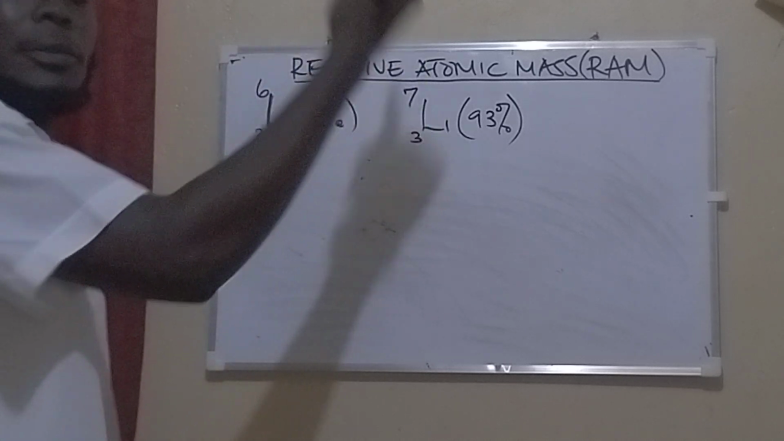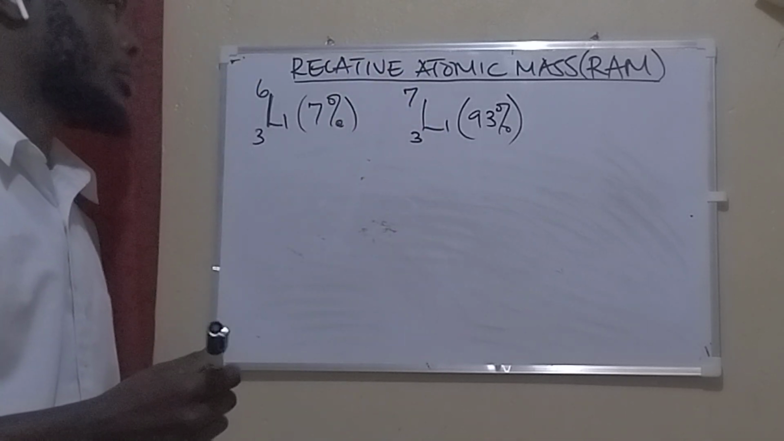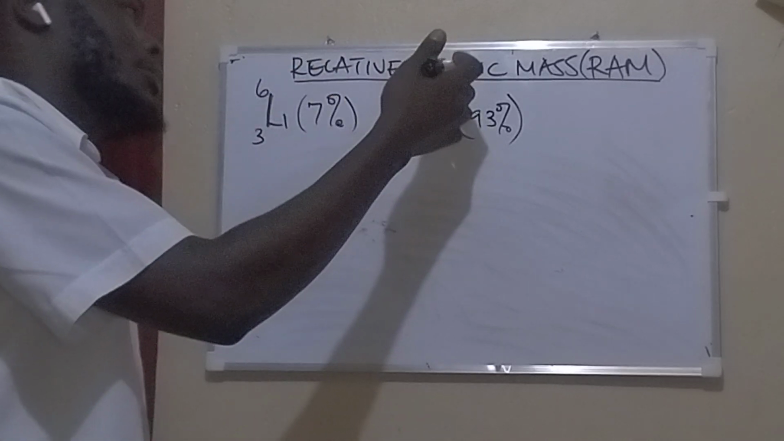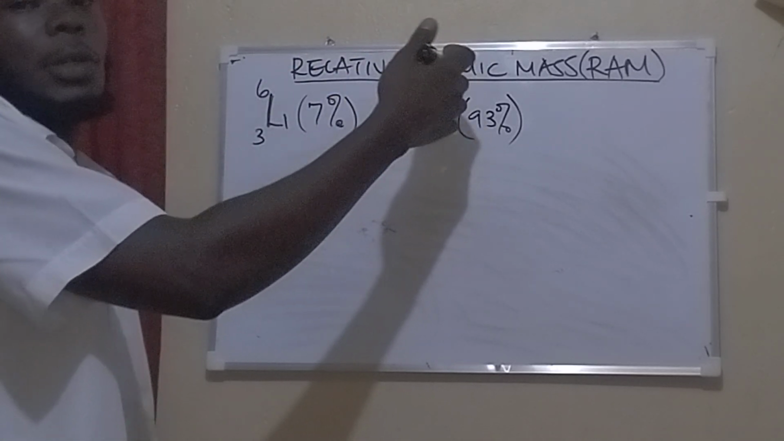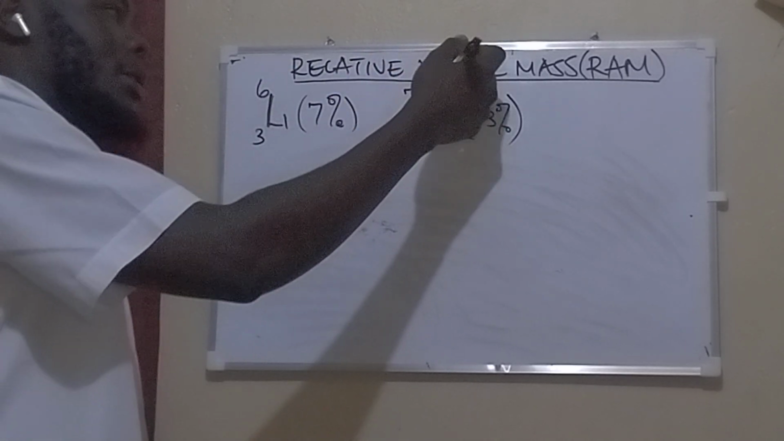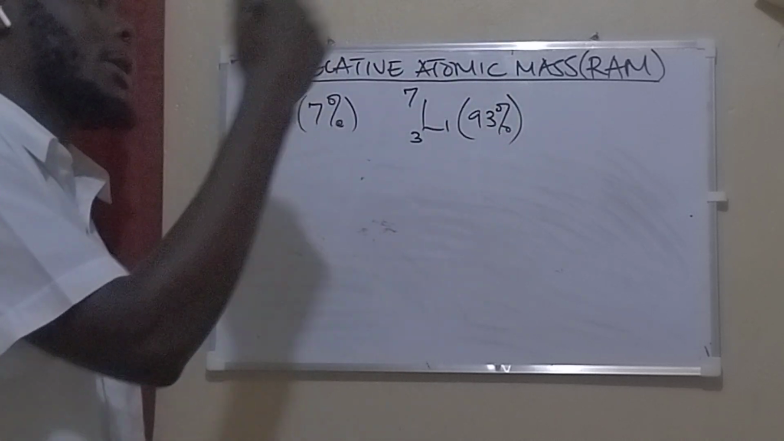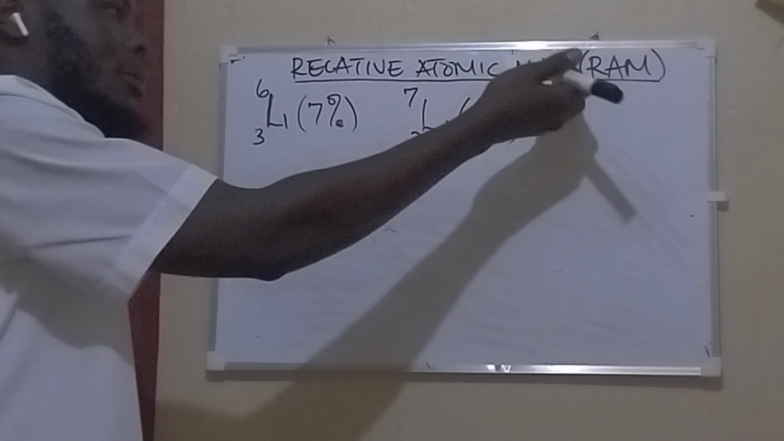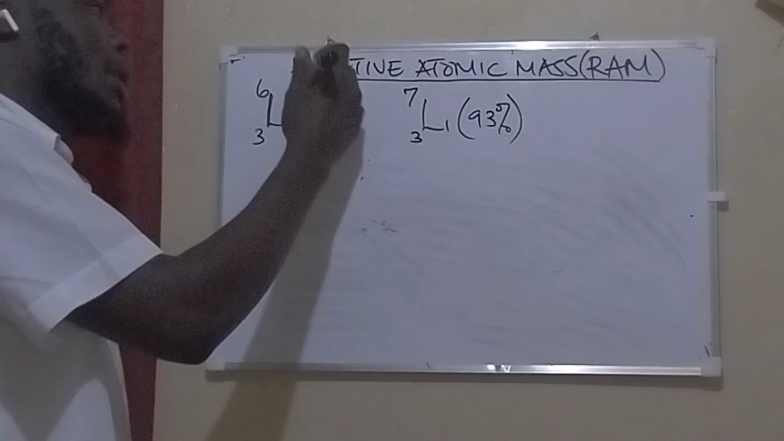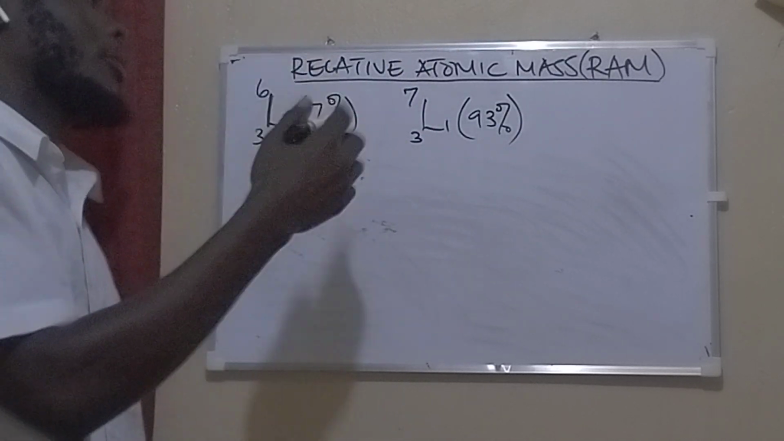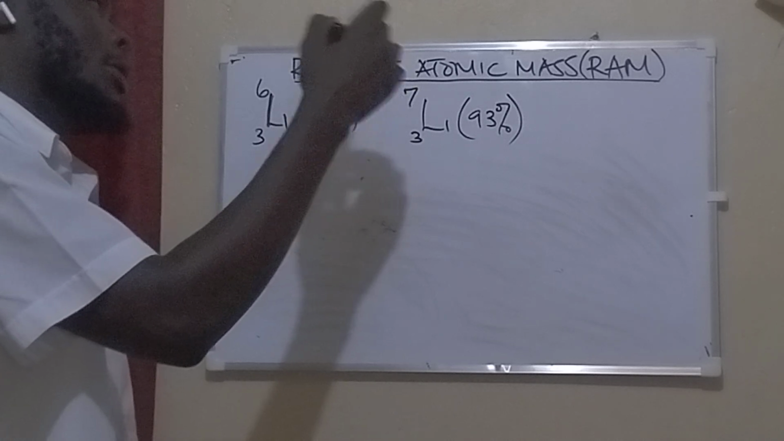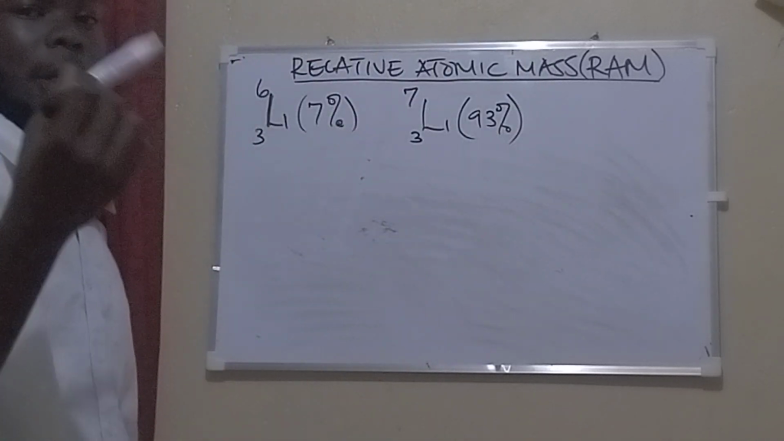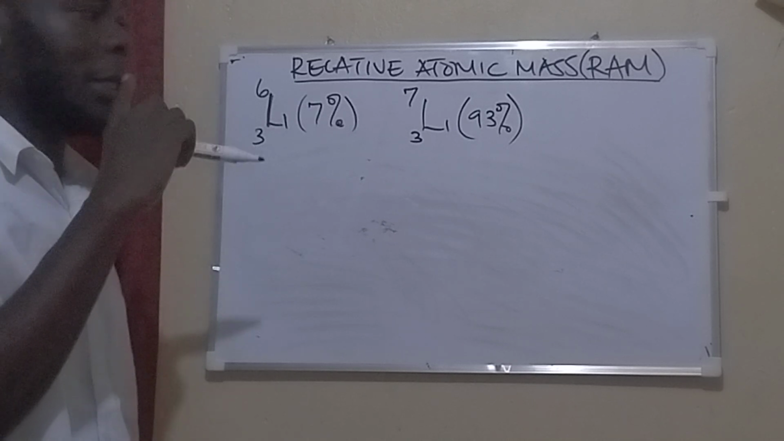So what is a relative atomic mass? First of all, you need to understand what is an atom. An atom, we know that it is the smallest particle of an element which can take part in a chemical reaction. Then we know mass. So when we say relative, it means there is a comparison we are doing in terms of mass. So an atom is the smallest particle of an element.